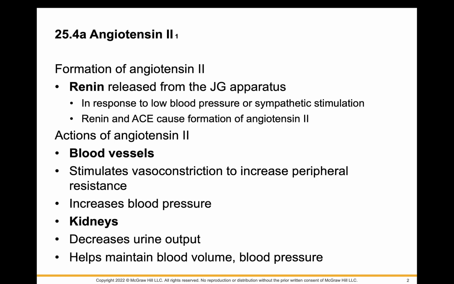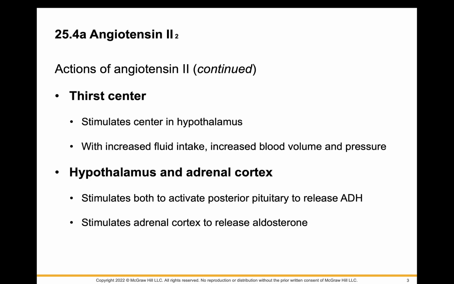Now, if we look at the actions of angiotensin II, the impact on blood vessels is vasoconstriction, so it is a very potent vasoconstrictor and will work in increasing blood pressure in that particular manner. On the kidneys, it directly decreases urine output, so it helps maintain blood volume and blood pressure. The thirst center, so it actually stimulates the thirst center within the hypothalamus. When there's an increase in fluid intake, that will increase blood volume and blood pressure.